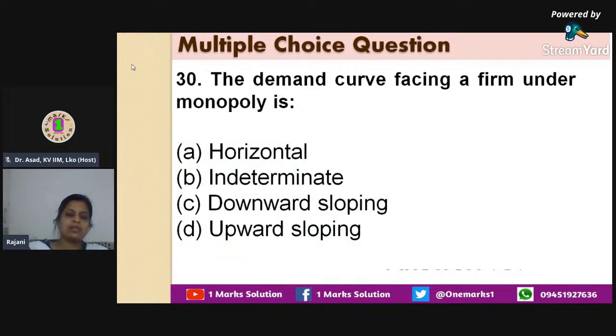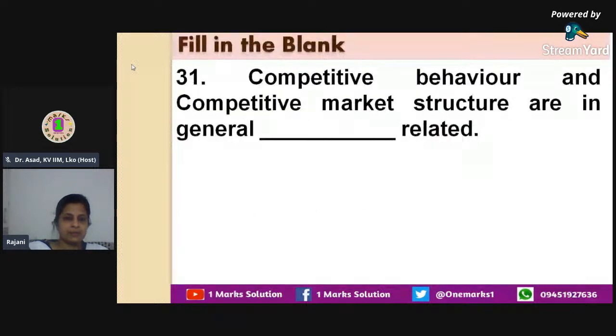So the curve is downward sloping. We know that. Now coming to fill in the blanks. Competitive behavior and competitive market structure are in general inversely related, because I told you in the beginning that there is a similarity while we are using competitive behavior and competitive structure. We feel like they are similar, but there is a difference.